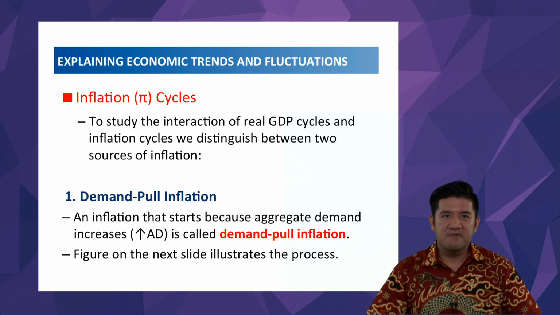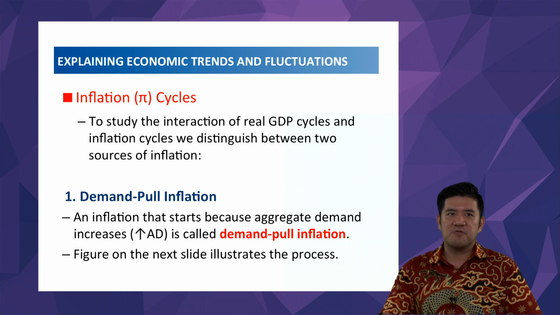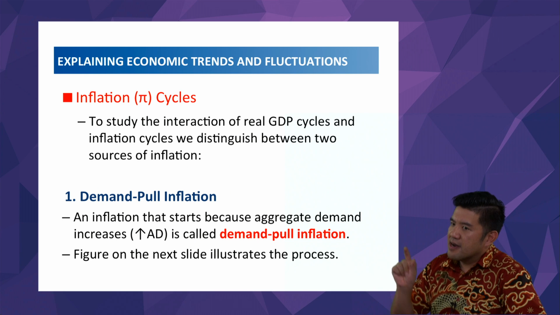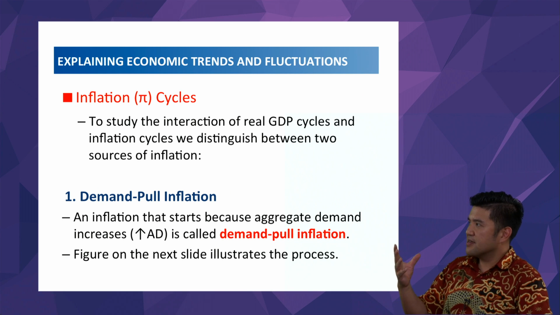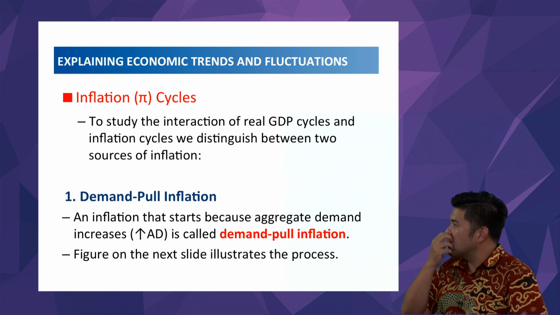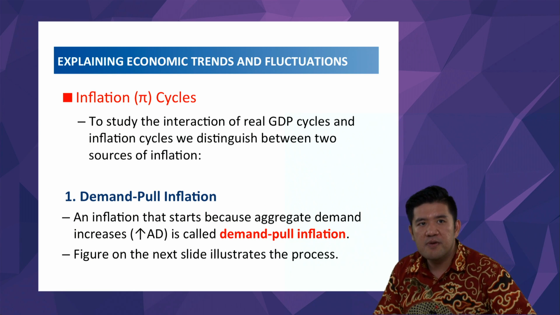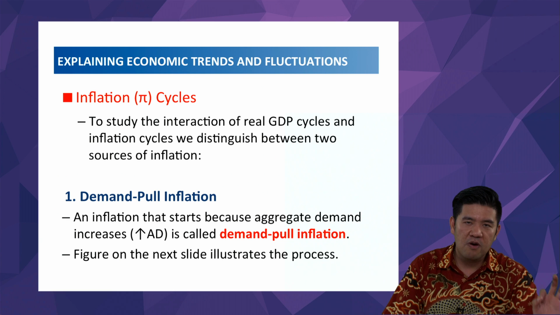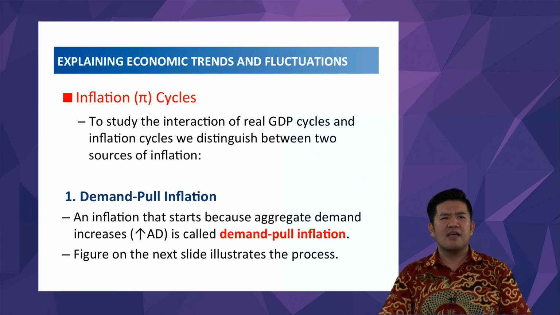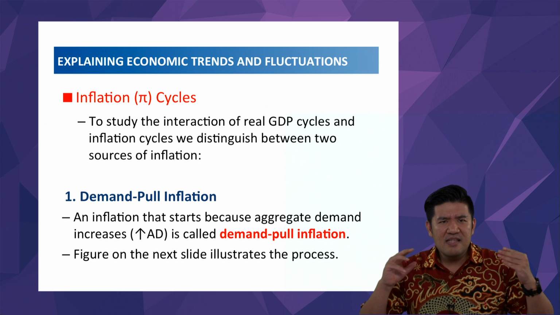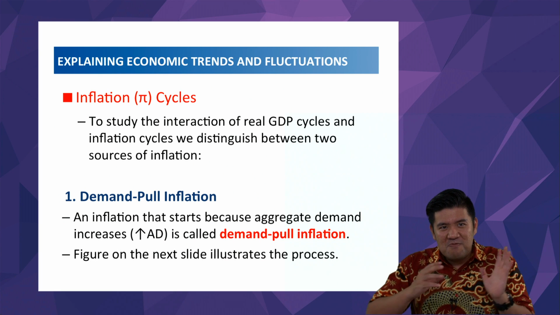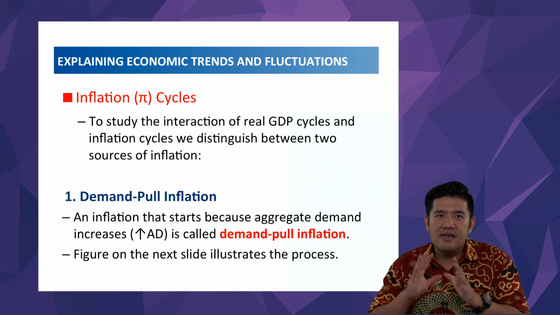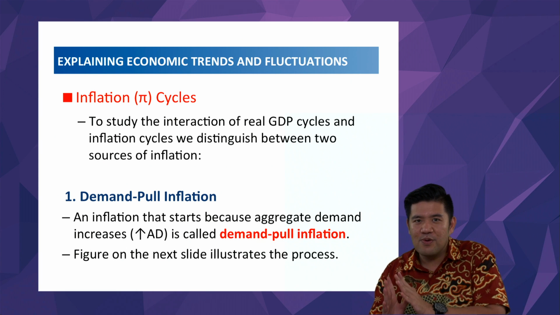Now that we have come to the last part of our discussion today, inflation cycles. To study the interaction of real GDP cycles and inflation cycles, I'm going to distinguish between two sources of inflation. One is what we call demand pull inflation, and another one is what we call cost push inflation. As simple as this, guys. An inflation that occurs because of a shift of the aggregate demand to the right is called demand pull inflation.